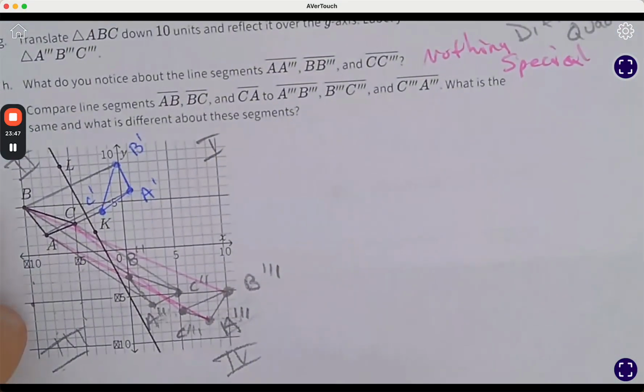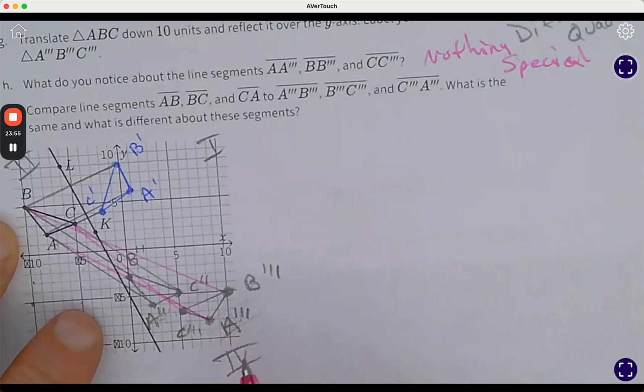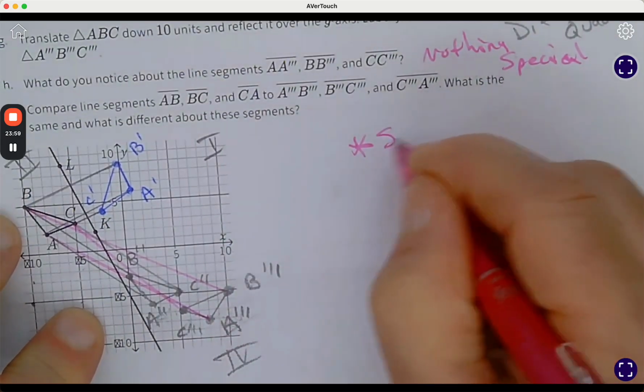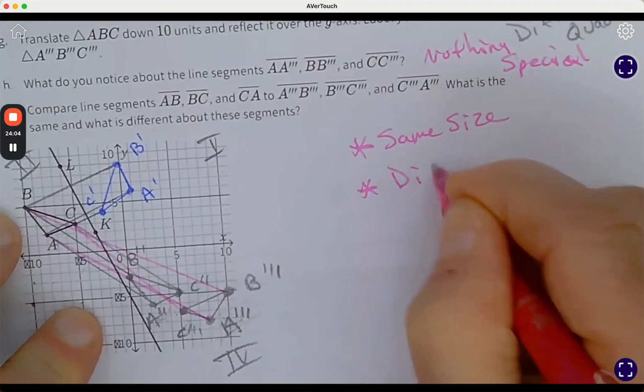All right. Compare the segments AB and BC to AB. What is the same and what is different? All right, the size of the shape is the same. Same size, different orientation.